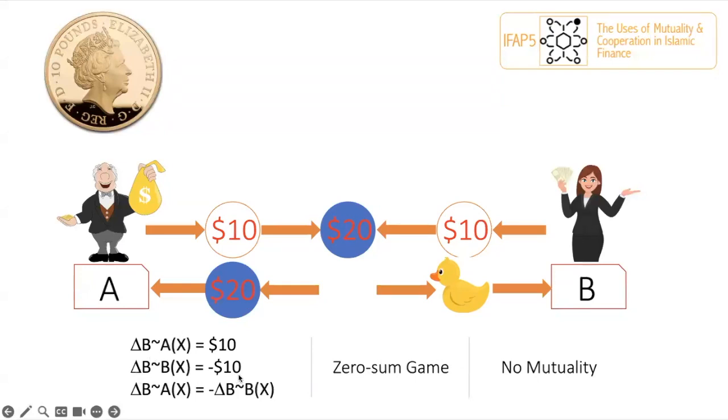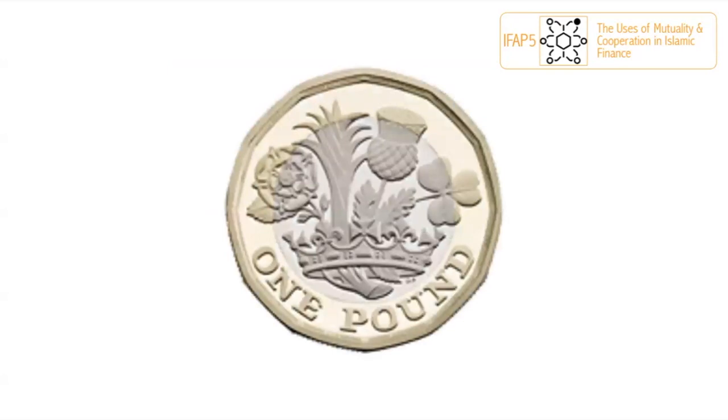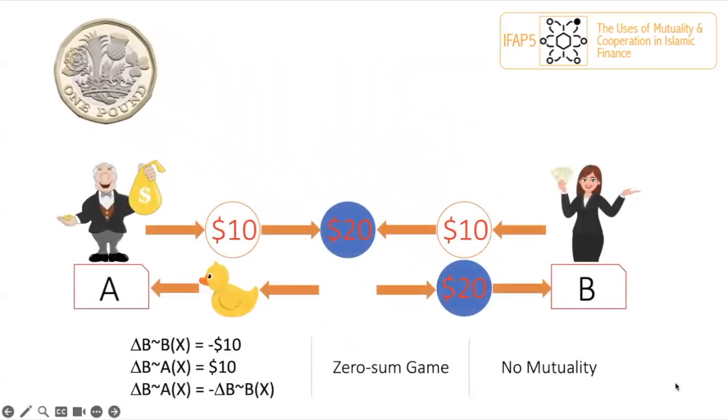And this is exactly the same as the loss accruing to the other party. Because the marginal benefit accruing to party A for taking part in this activity X is equal to the marginal loss accruing to party B, this is not an example of mutuality. Rather, this is a zero-sum game, which is gambling. The opposite would hold if a tail comes: party B would be happy and party A would be losing $10. Whatever the outcome, whether head or tail, this would remain a zero-sum game. And this is an example of prohibited gambling.